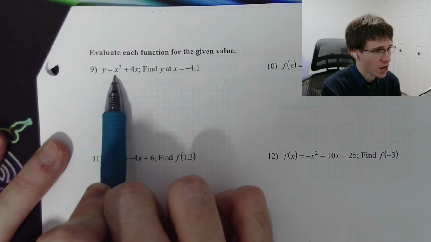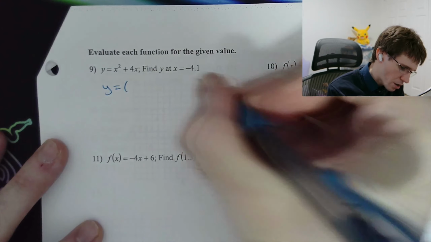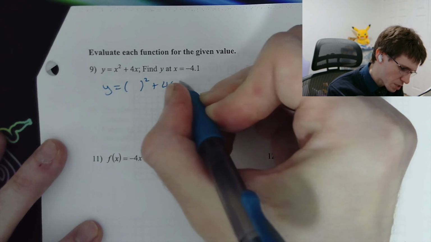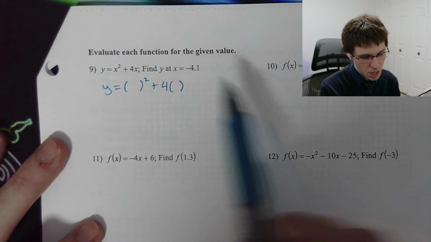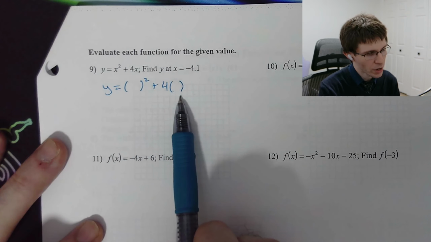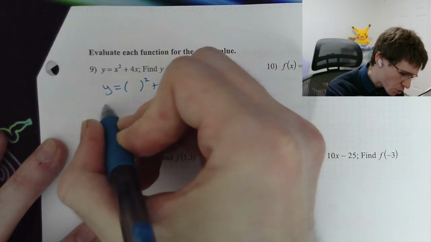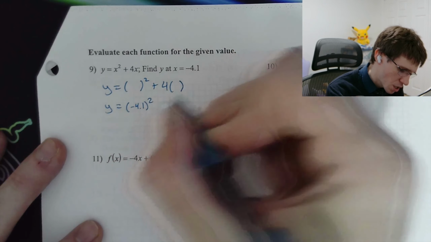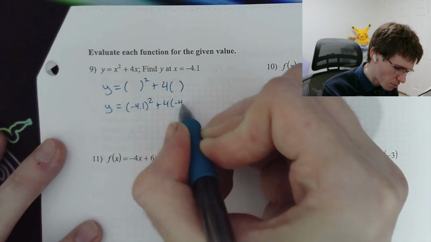So we're going to have this x, and we're going to replace it. We have that x squared is going to become something else, and that x over here, 4 times x, will become something else. I recommend writing it like this your first time. So you write down where these x's both turn into parentheses. After the x's are turned into parentheses, you turn them into the number you're interested in. So just for the very first one, I'm going to write it twice. I will not write it twice on any of the future questions. We get (-4.1) squared plus 4 times (-4.1).